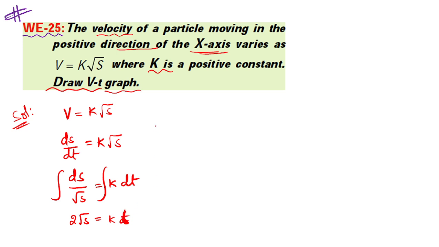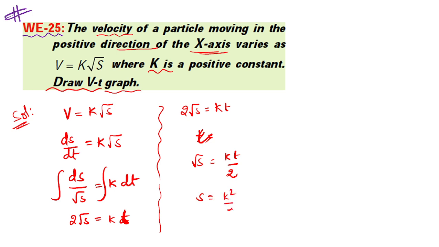Is it correct? So from this one, one more step I would like to write. 2 into root s is equal to k into t. So root s is equal to kt divided by 2. Am I correct? Or else s is equal to k square divided by 4 times t square. Yes or no? Now s is directly proportional to what? T square. Am I correct?